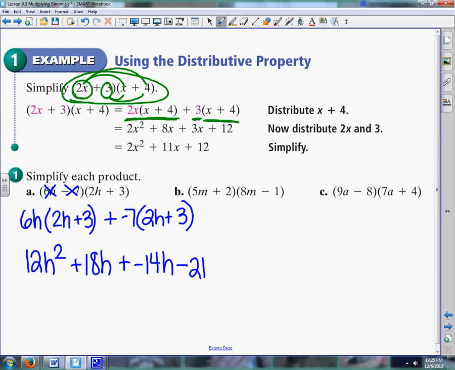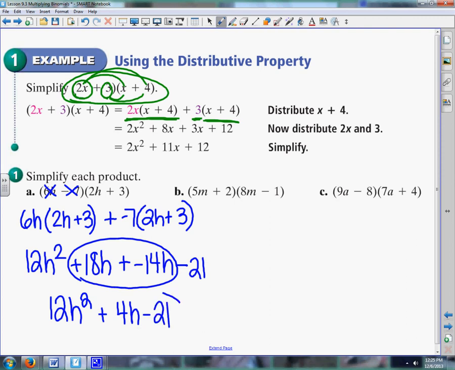Now, my last step is I have to combine like terms. So I can see that these two are the same. They both have an h. So I have 12h squared plus 4h minus 21. And that's my answer. So try B and C.